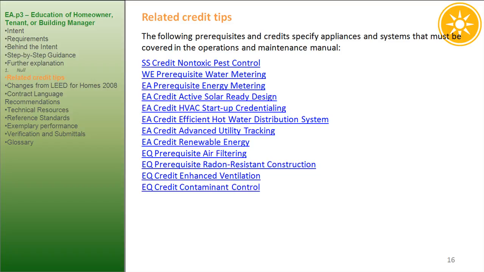EA credit HVAC startup credentialing. EA credit efficient hot water distribution system. EA credit advanced utility tracking. EA credit renewable energy. EQ prerequisite air filtering. EQ prerequisite radon resistant construction. EQ credit enhanced ventilation. EQ credit contaminant control.